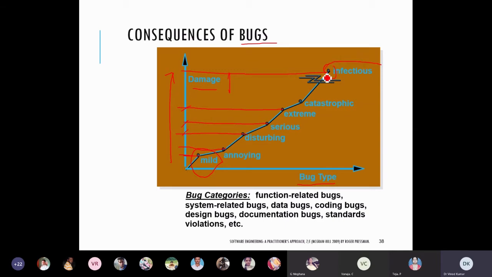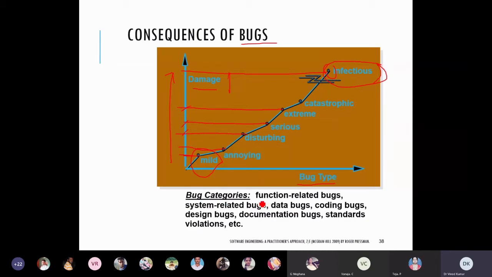If it is catastrophic, if it is infectious, then the damage is highest. Infectious means some problem is there, like a virus in the system. That kind of error may increase, because it will keep on increasing in the entire system or entire software.